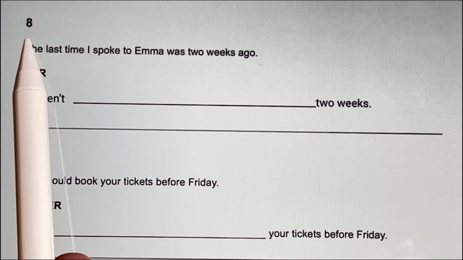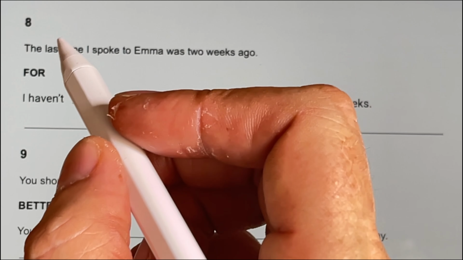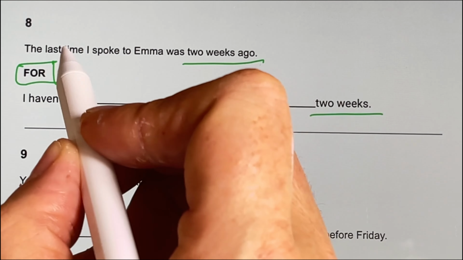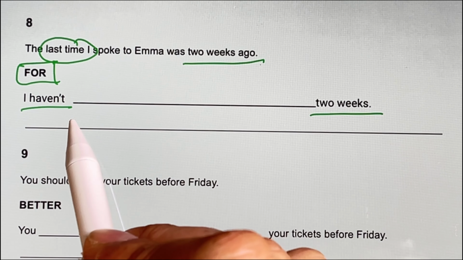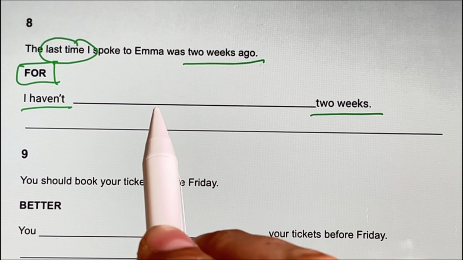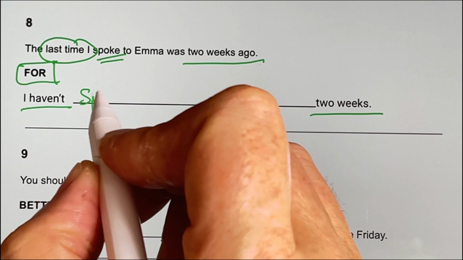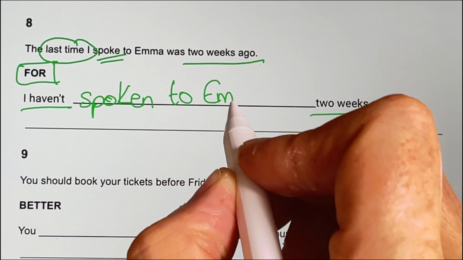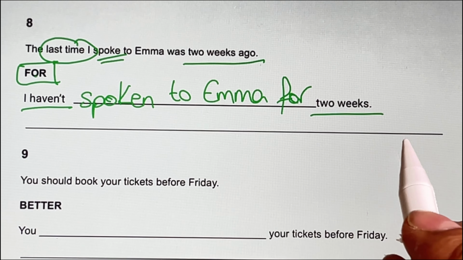Okay, question number 8. The last time I spoke to Emma was 2 weeks ago. The word given here is "for", and the clues are 2 weeks ago, 2 weeks, and last time. We start with "I haven't", okay? So there are possibilities because we have "haven't", we have "for", 2 weeks. Let's try a present perfect. So we said, I haven't, the verb is spoke, so spoken, to Emma, and then for 2 weeks.